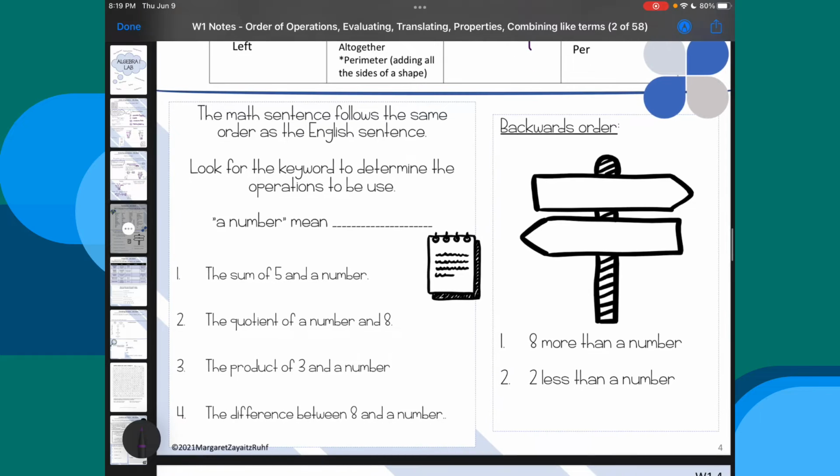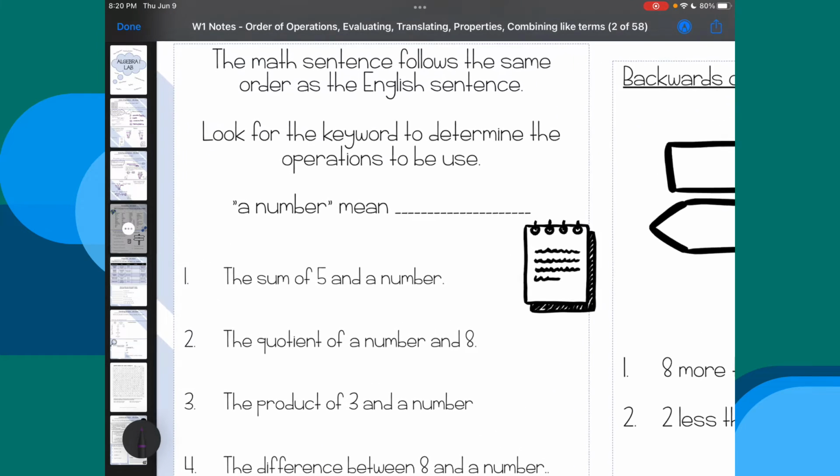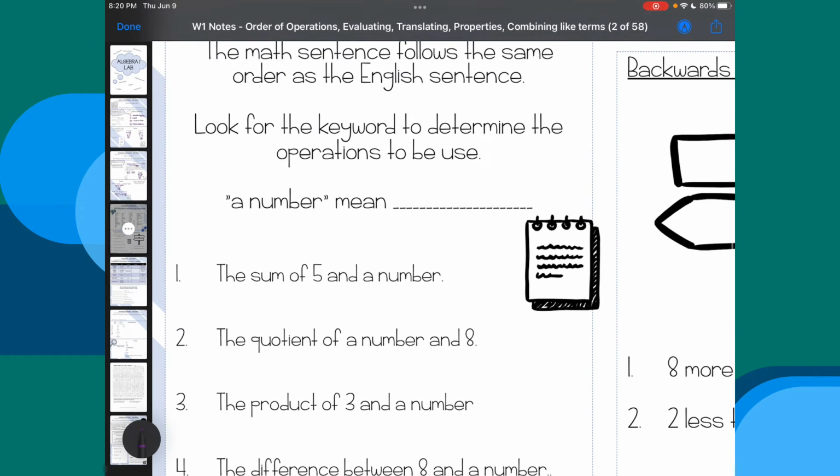So the math sentence follows the same order as the English sentence. We want to look for keywords to determine operations from the chart above. And if you ever see it say a number, that just means that we have a variable. You can pick whatever variable you wish.